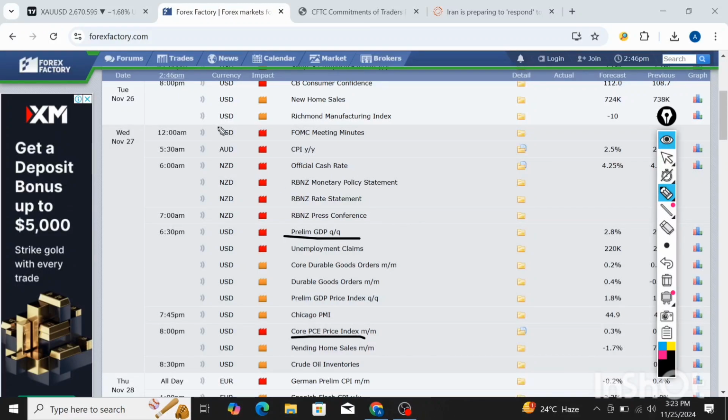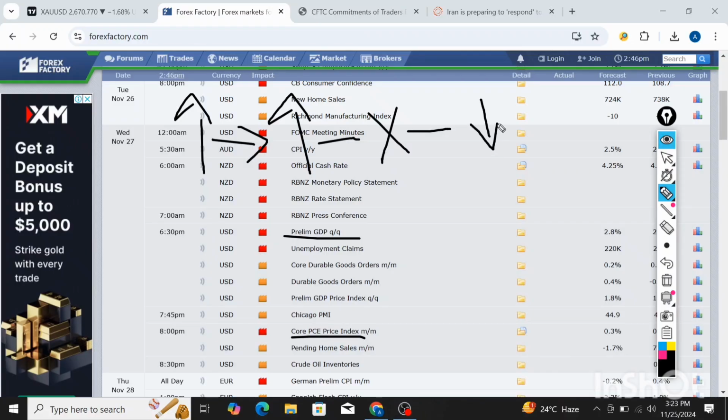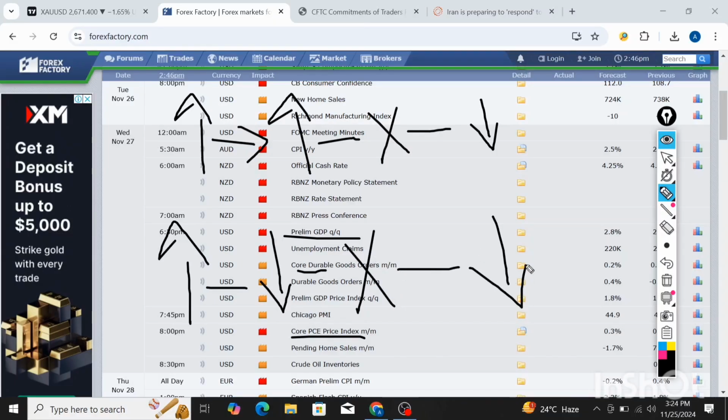So if GDP rises, what does this mean? This means the economy is healthy. This means no uncertainty. This means the demand for gold may decrease. Again, now inflation. If the inflation is rising, this means rate cut bets are pushed back. This means no rate cuts or maybe slow rate cuts. This means the demand for gold again decreases. These are the two scenarios.